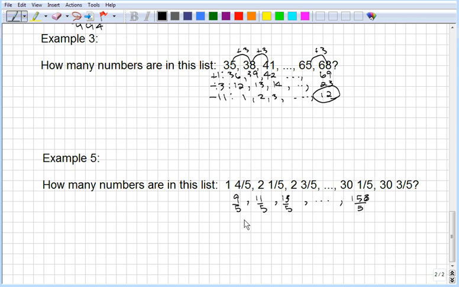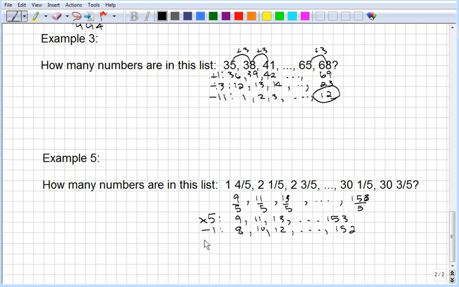So, first thing, I don't like working with fifths. Let's just multiply everything by 5 and get rid of the fractions altogether. Makes it a lot easier to work with. So then we have 9, 11, 13, all the way up to 153, okay? And the gap between those numbers is 2 each time, so we want to somehow divide this by 2, but the numbers aren't divisible by 2. So we could subtract 1 from each one. So then we get 8, we get 10, we get 12, all the way up to 152.